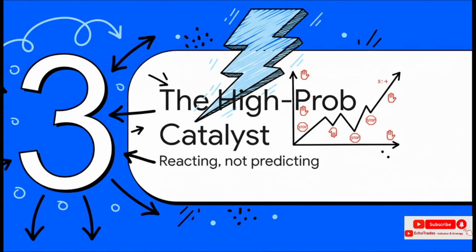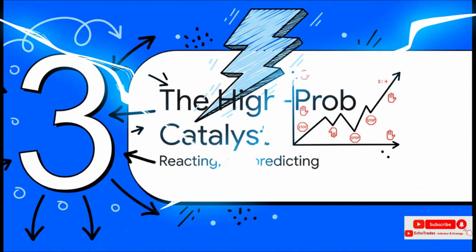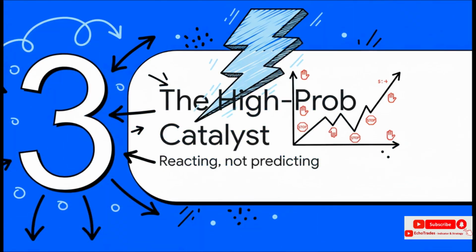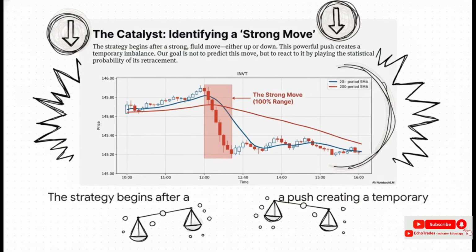So, our chart is set up, it's ready to go. Now let's talk about the specific event, the trigger that kicks this whole strategy into gear. And the key word here is reacting. We are not trying to be fortune tellers. The catalyst is something called a strong move. It's just a sharp, really fluid push down or up, just like you see highlighted here.